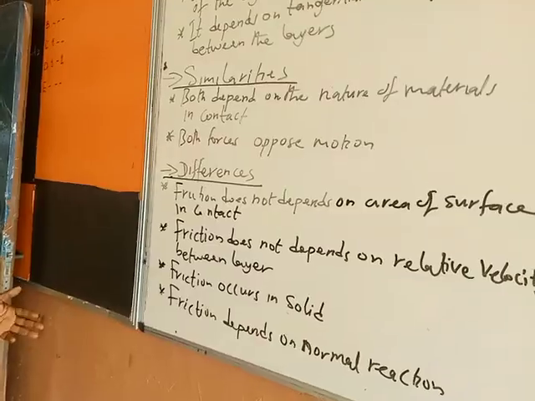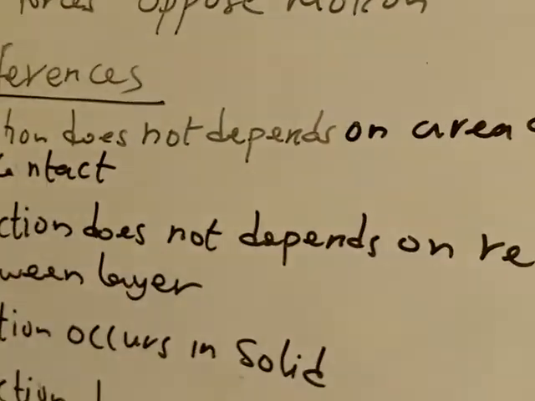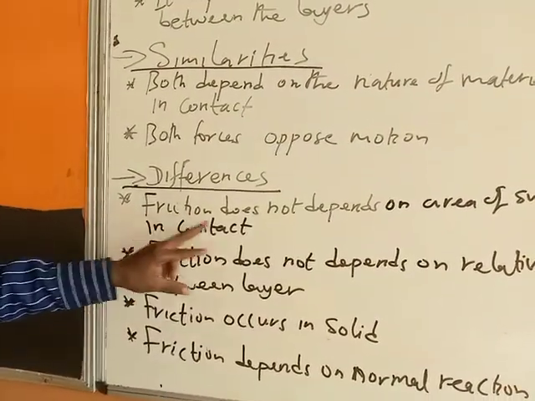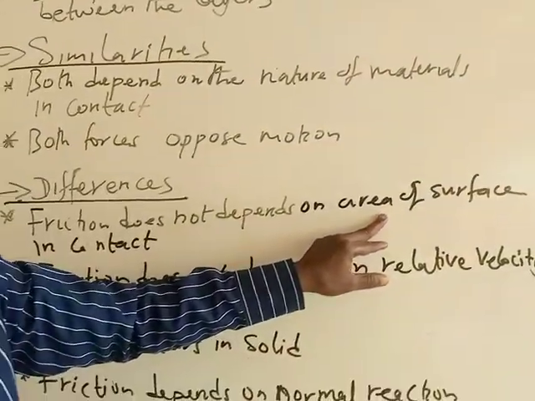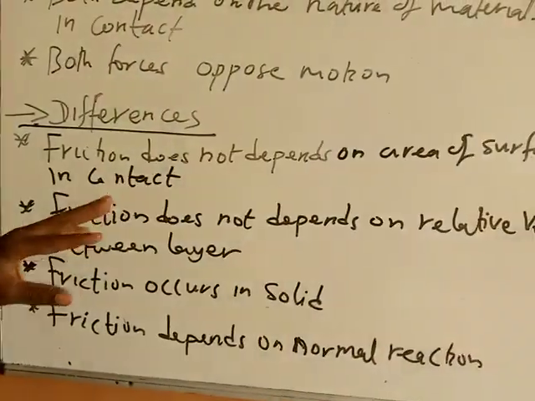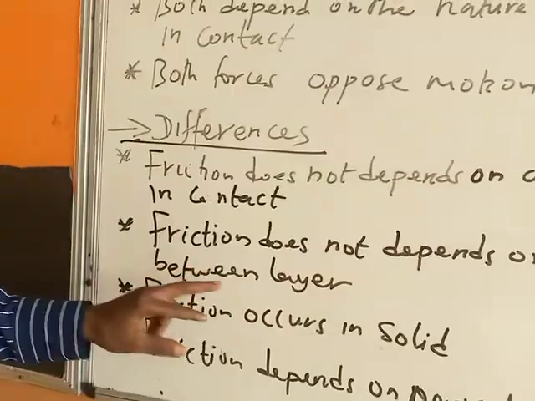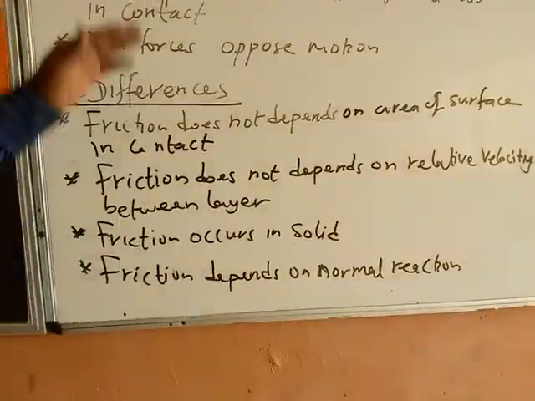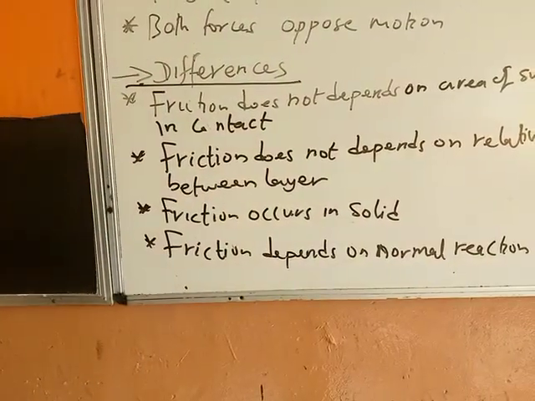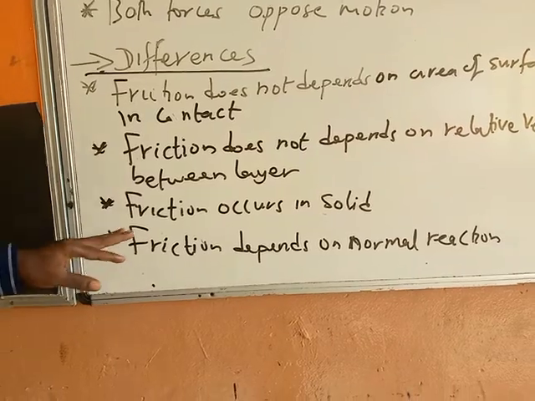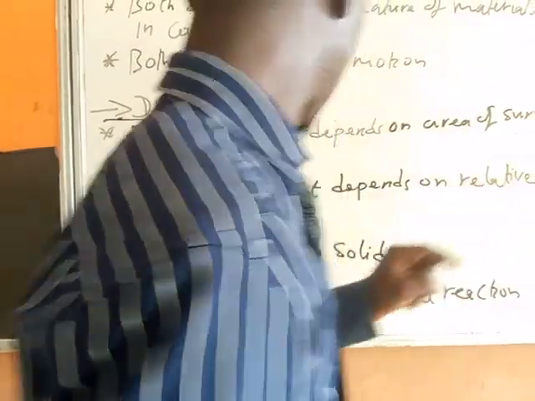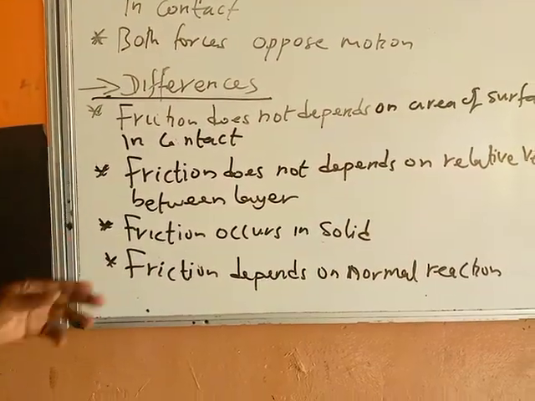Then we have differences between viscosity and solid friction. I wrote almost 4 here. Friction does not depend on surface area, while viscosity depends on surface area. Then, friction does not depend on relative velocity, as we have it here, while viscosity depends on relative velocity between layers of liquid. Then, friction occurs in solid, while viscosity occurs in liquid and gas, or we can say it occurs in fluid.